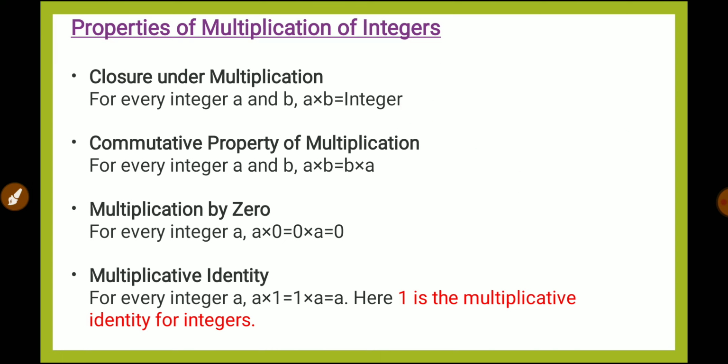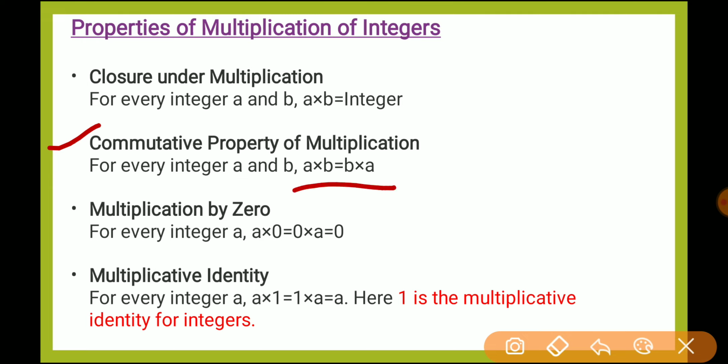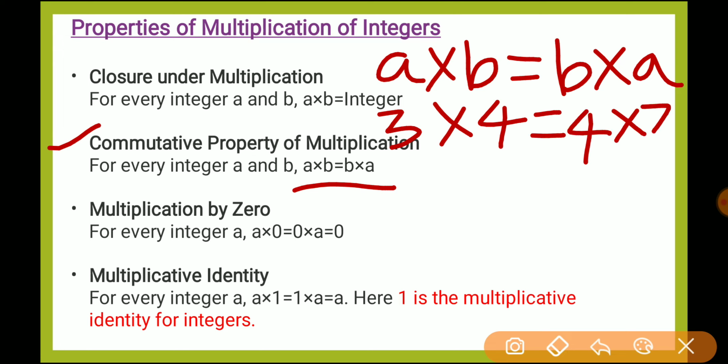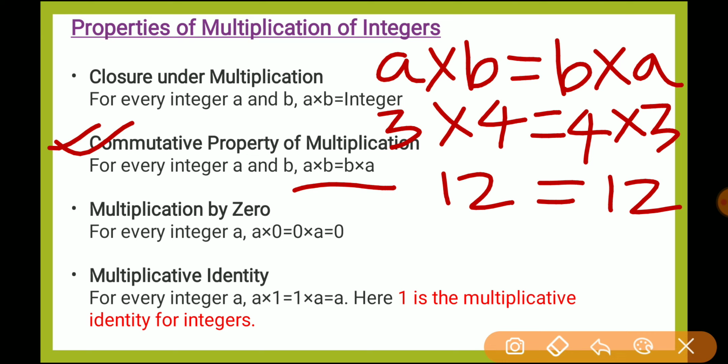Okay, so now the second property, that is commutative property of multiplication. It means if you are multiplying a into b and you interchange the numbers to b into a, you will get the same answer. A into b is equal to b into a. So let's take a as 3 and b as 4. So here b is 4 and a is 3. So 3 into 4, 12. 4 into 3, again 12. So it is also true for commutative property.